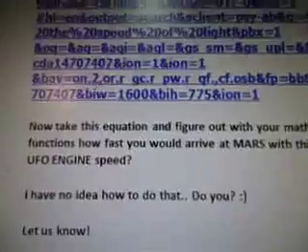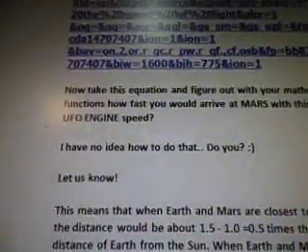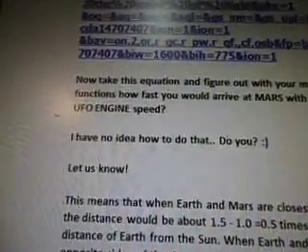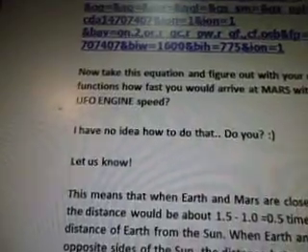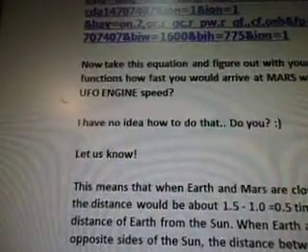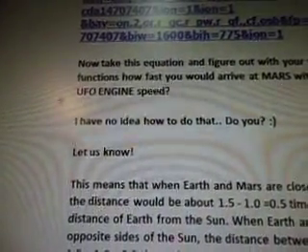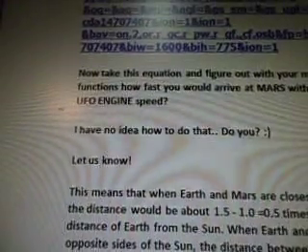Now take this equation and figure out with your mathematical functions how fast you would arrive at Mars with this type of UFO engine speed. Okay, I'm losing time here, so I don't know if we'll get through this or not. It'll be in the next video if I don't get all the way. I have no idea how to do that. Do you? Let us know.